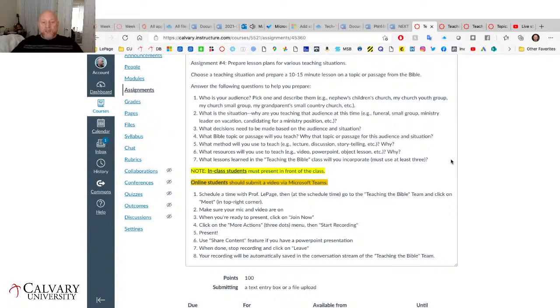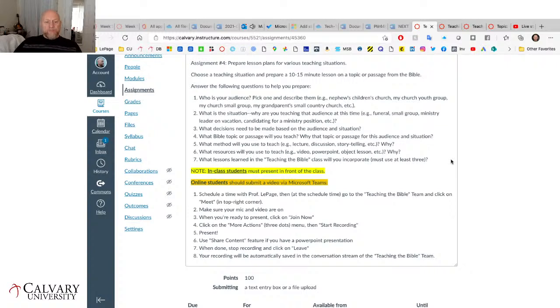If the situation is that you're speaking at a funeral, tell me what decisions need to be made there as far as, was this a young person or an old person? What passages are most appropriate for that particular situation? So lots of decisions need to be made as far as the audience and the situation.